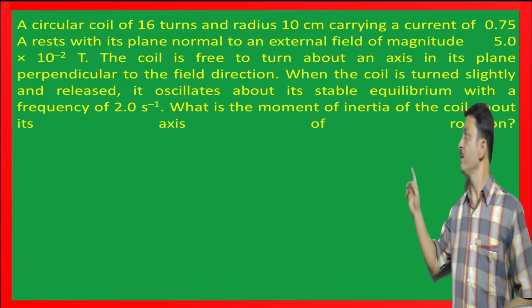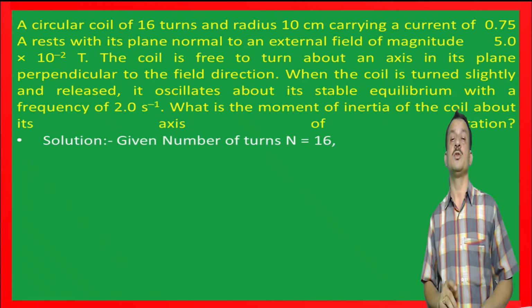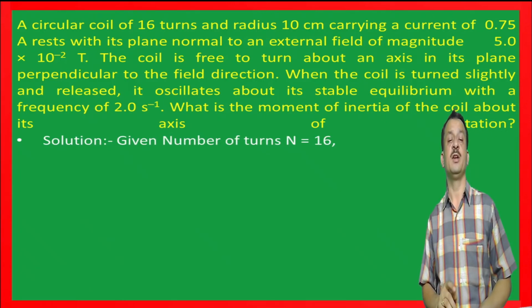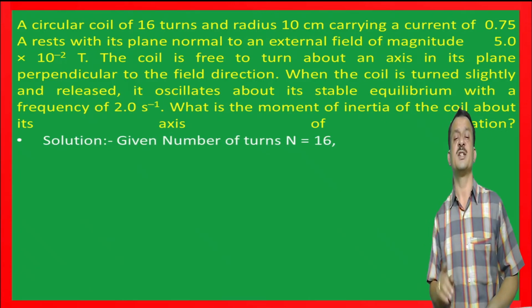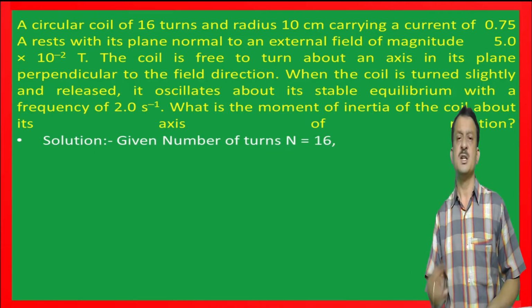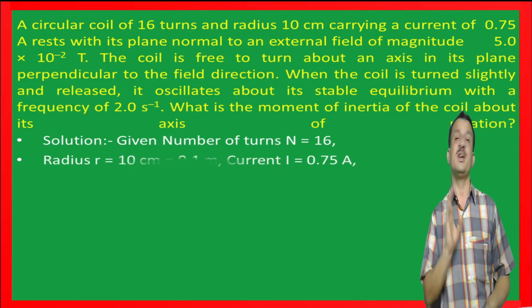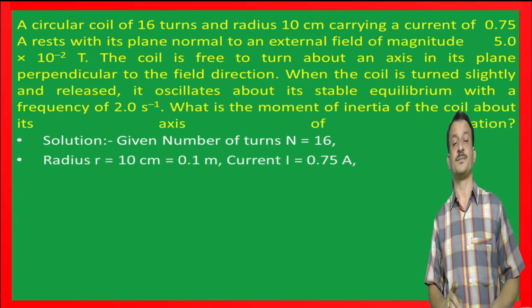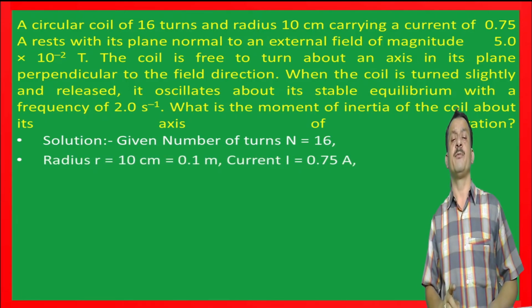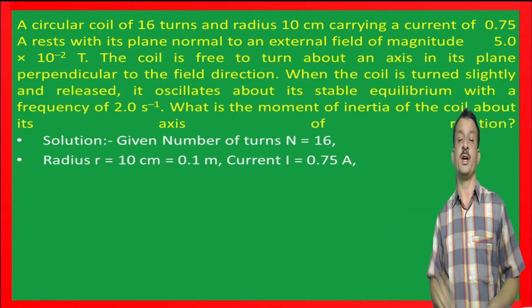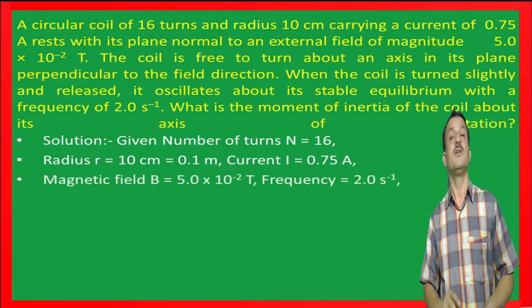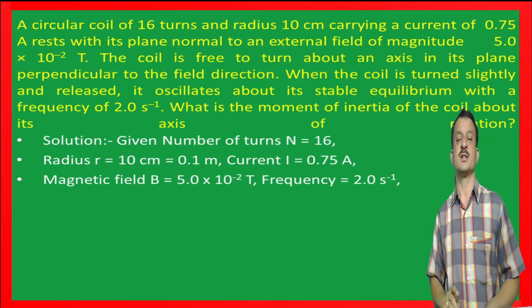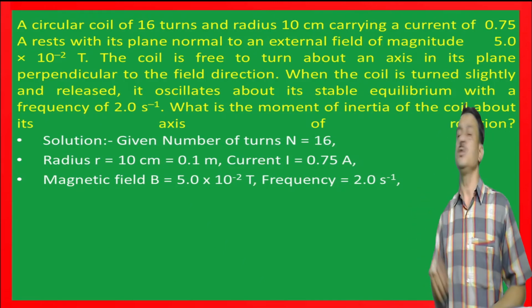Now the given number of turns N is equal to 16. Then they have given the radius of the coil. It is 10 centimeter. Convert to meter, it becomes 0.1 meter. And current carrying is 0.75 amps. Then magnetic field is given, B is equal to 5 into 10 to the power minus 2 Tesla. Frequency is given 2 per second. Moment of inertia that we have to calculate.